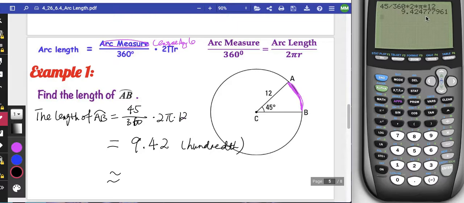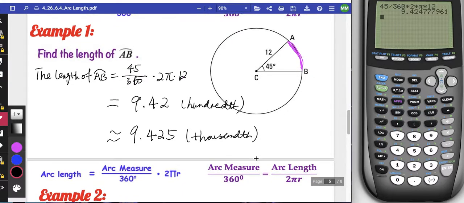Since the next number is 7, greater than 5, we round it up. It's going to be 9.425. So both answers can be right. It really depends on how the question is asking us. But we can use this chance to quickly review how we round numbers, right? So now let's move on to check the second example.